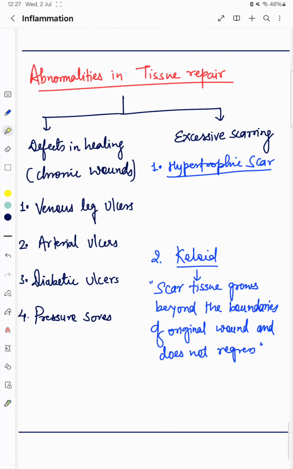Now we will briefly discuss the abnormalities in the tissue repair. So first is the defect in healing. If the healing is delayed, this will result into the development of chronic wounds like venous leg ulcer, arterial ulcer, diabetic ulcer and pressure sores. On the other hand, excessive scarring will result into the hypertrophic scar or keloid formation. In hypertrophic scar, the scar is within the boundaries of the original wound, but in keloid, scar tissue grows beyond the boundaries of the original wound and it usually does not regress. So thank you for your time.